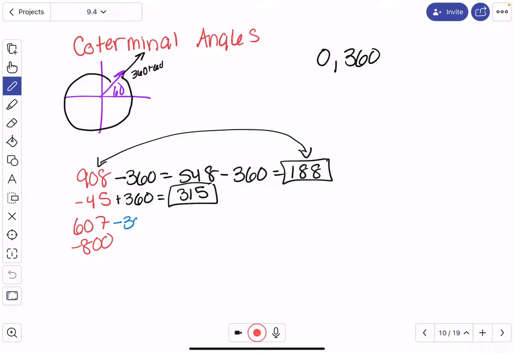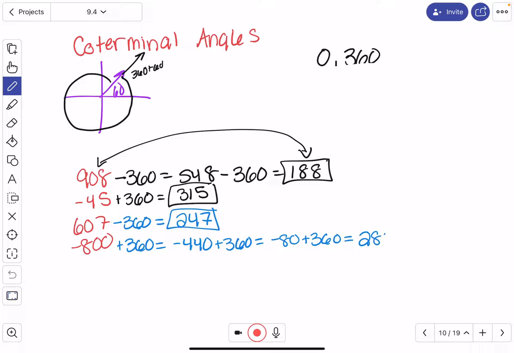So this is positive, so we're going to subtract 360, and 247 is in this range, so we can stop there. And then negative 800, we're going to add 360. That's still negative, so we're going to add 360 again. That's still negative, so we're going to add 360 again. And we get 280, which is between 0 and 360, so that's where we stop.